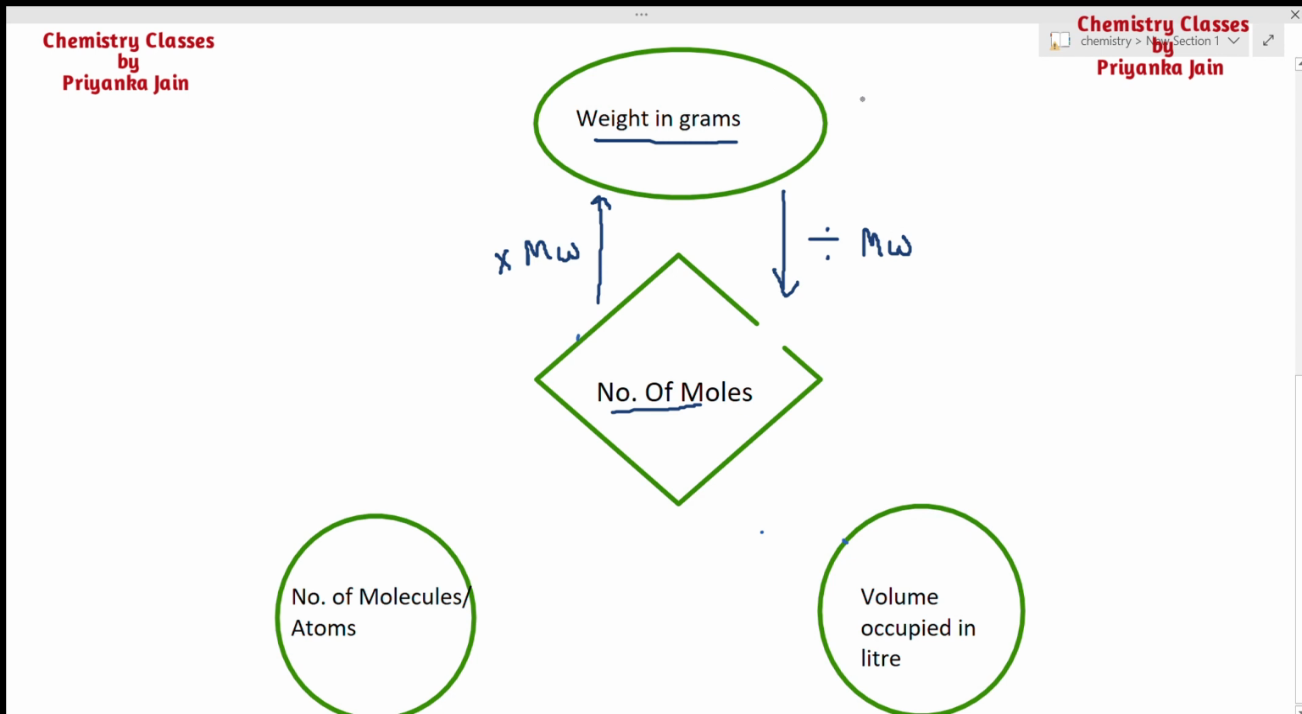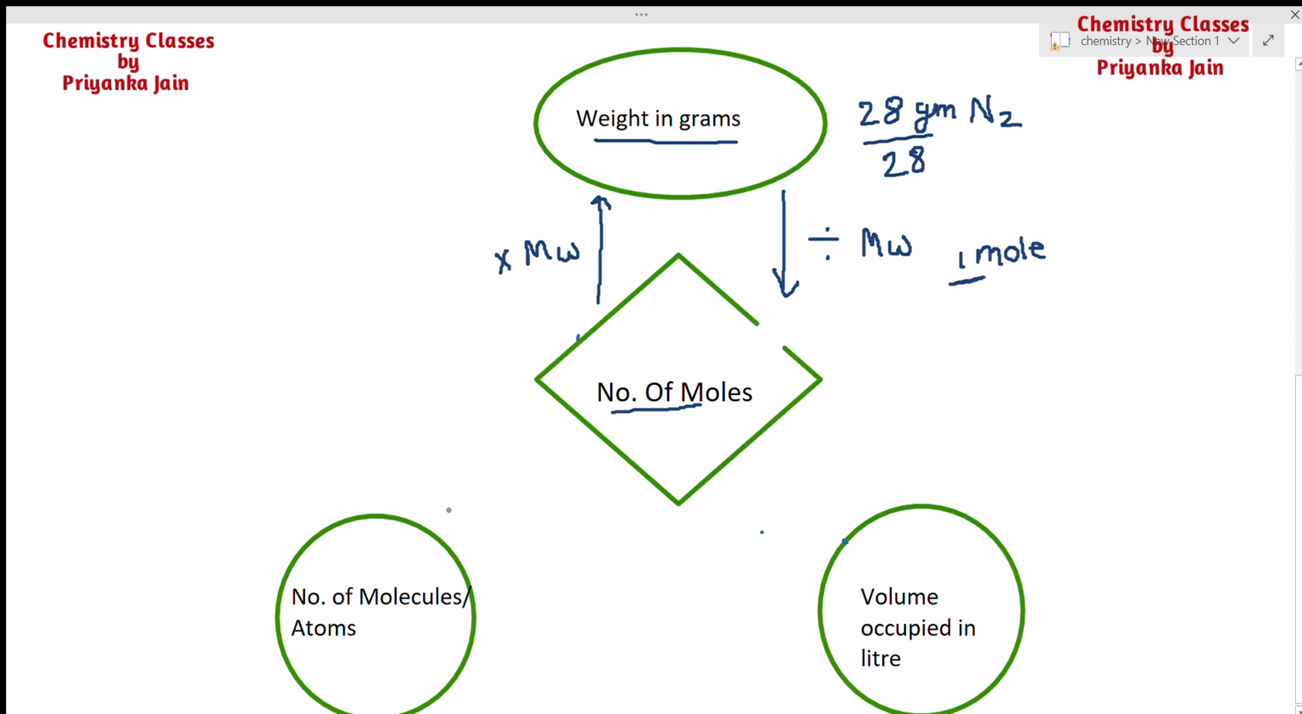Suppose we are given 28 grams of N2 and we have to find its number of moles. You know its molecular weight is 28, so just divide it by 28 and you get 1 mole, right? Similarly, if you are given 1 mole of N2 and you have to find the weight, then you multiply it by the molecular weight and you get the weight in grams, right?